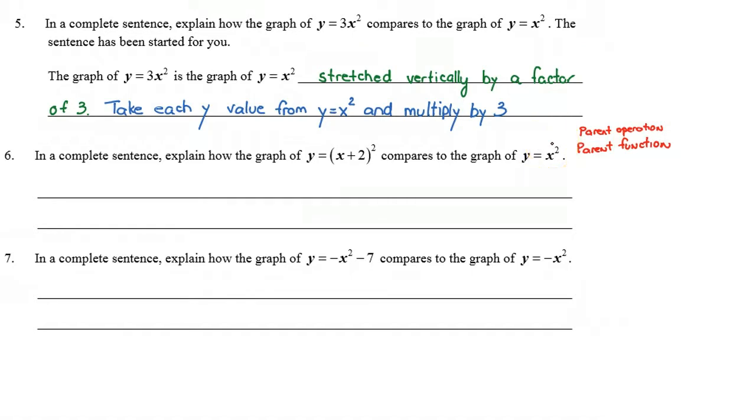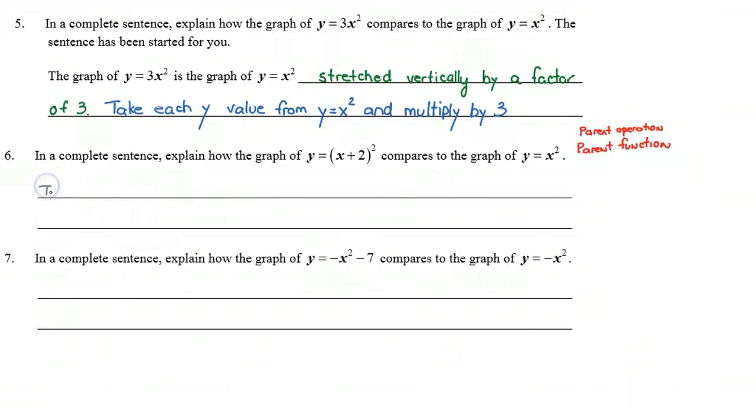The reason why we stress knowing these at this level is because next year, when you learn about transformations with other graphs and other shapes, what you'll recognize is it's exactly what you're doing this year. You're just taking different shapes and applying the same transformations. So if we're adding 2 before we apply the parent operation, we're affecting the horizontal position. So this compares to the graph y equals x squared.